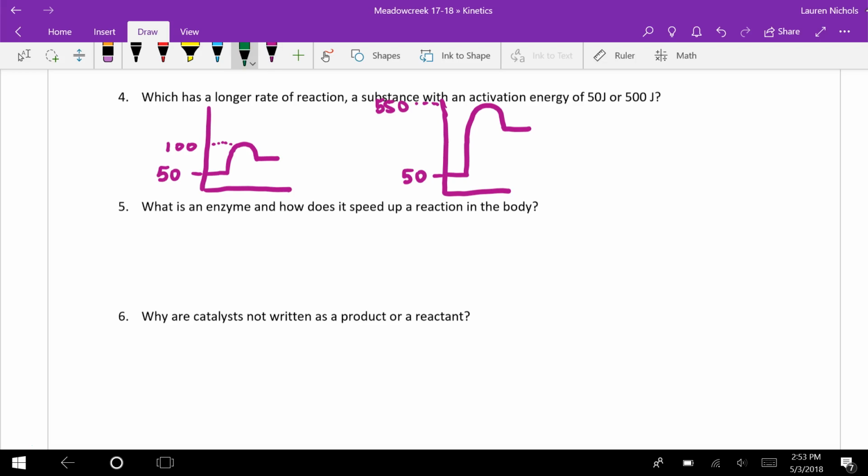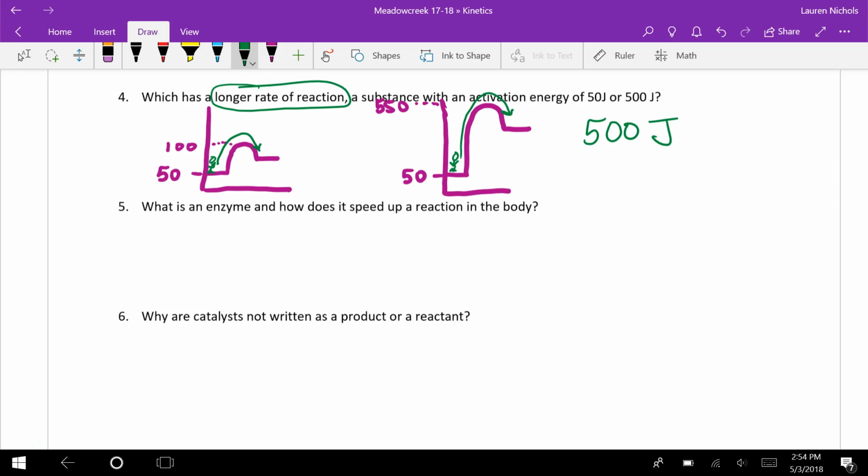Now, if you put me at the bottom of this small hill and at the bottom of this tall hill, and you tell me to run up one of these hills, y'all know me, I'm not going to be the most fast person that you have ever seen. So if you give me a short hill, that will go faster for me than this long one. So when we're looking for the one which has a longer rate of reaction, which one's going to go slower? That'll be your 500 joule activation energy. Think about it, that's a mountain compared to 50 joules. So it's going to take longer.